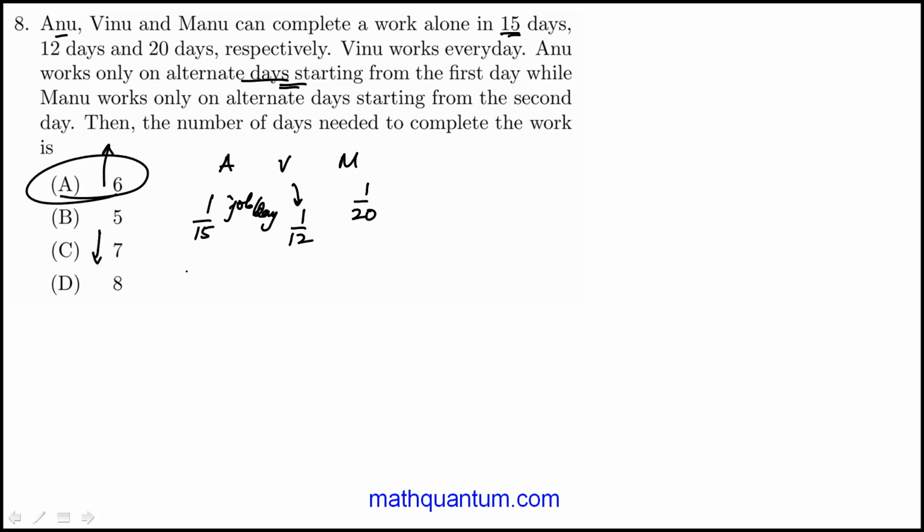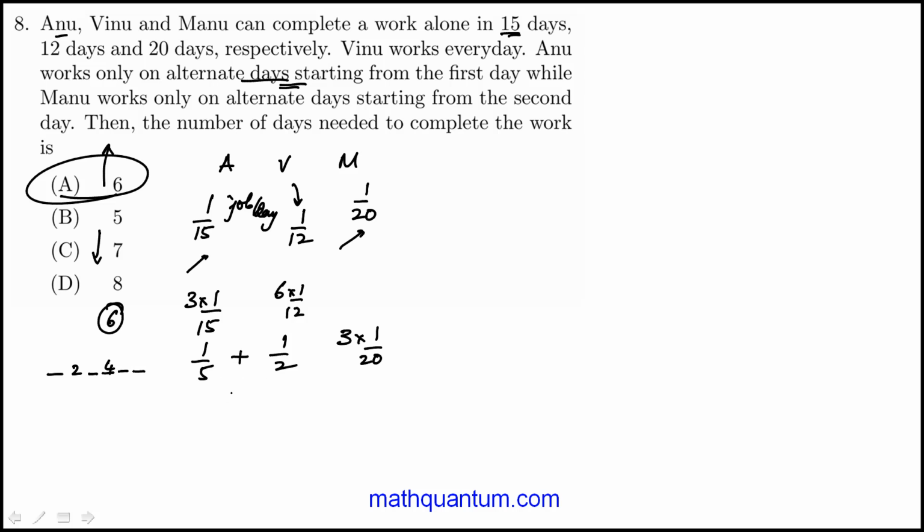So if we do 6, we just have to apply these conditions. Anu works only on alternate days. So if it's 6 days, then she'd be working for 3 days. So she would have completed 3 times 1/15th of a job, which is 1/5. Vinu works every day, so that would be 6 times 1/12, so that's half. And then for Manu it would be alternate days starting from the second. So this would be second, fourth, and then 6th. So that would still be 3 days. So 3 times 1/20th. So I just have to add and see how close I get to 1.